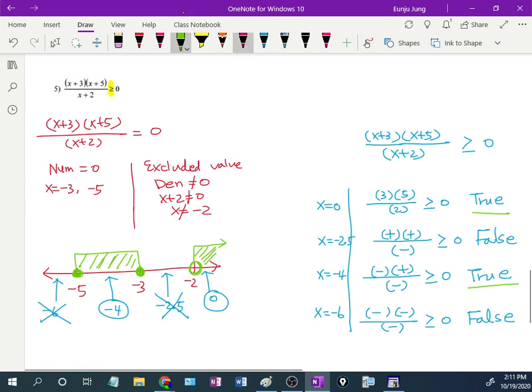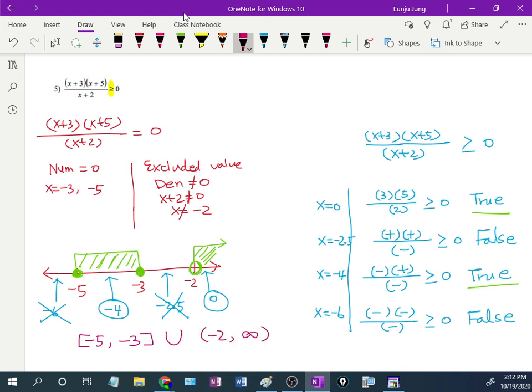Am I done? No, not yet. What's missing here? The answer is missing, right? This is how we graph the inequality solutions on the number line. Let's write the answer. Negative 5 and negative 3 are both included, union with another section, negative 2 to infinity.